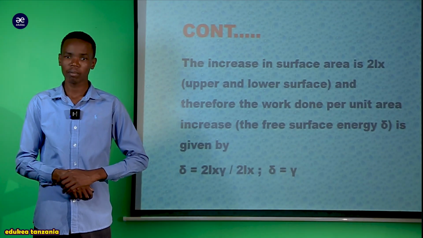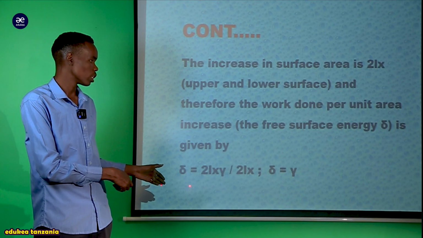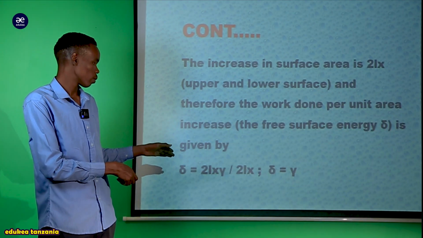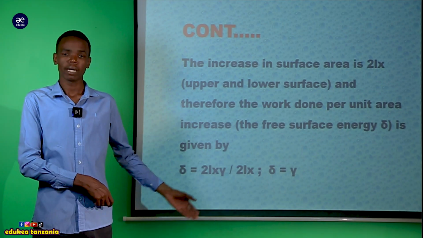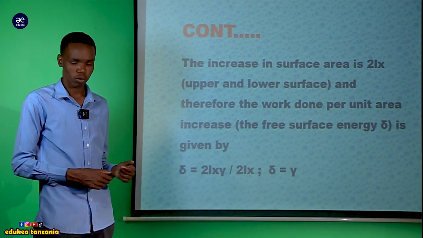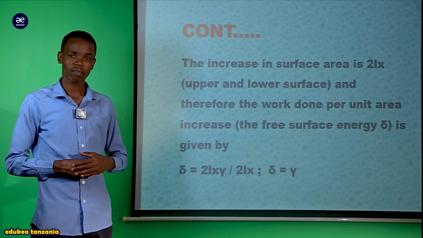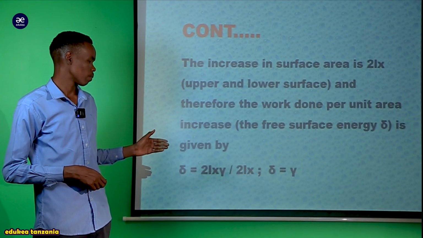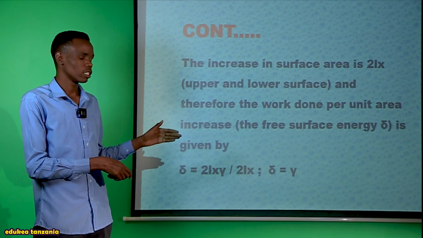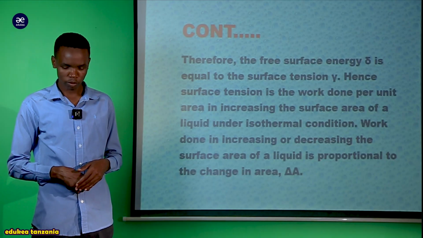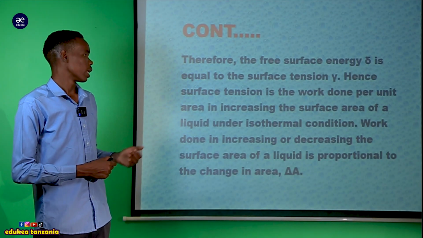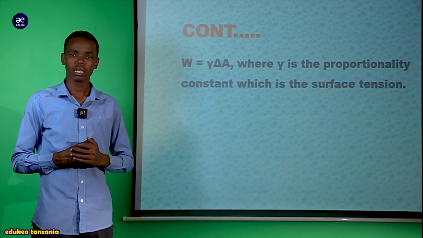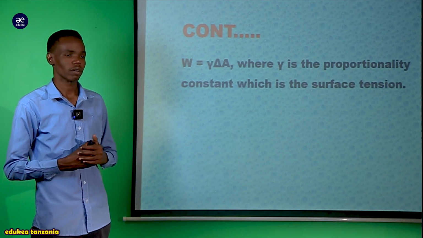Therefore the surface tension is equal to the work done, which is 2Lx times the surface tension, divided by the increase in surface area, which is 2Lx. In the end we show that the surface energy, or free surface energy, must be equal to the surface tension. That is why we said they have the same unit, and we conclude that the surface tension is equal to the free surface energy.